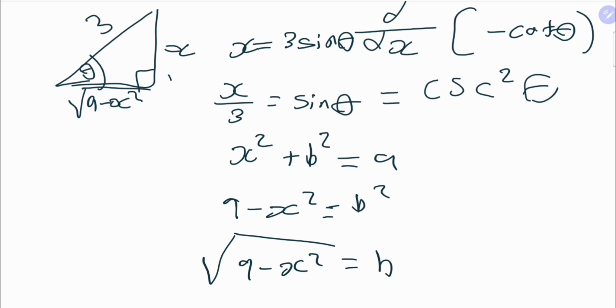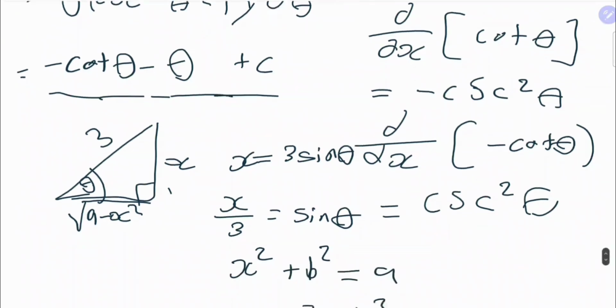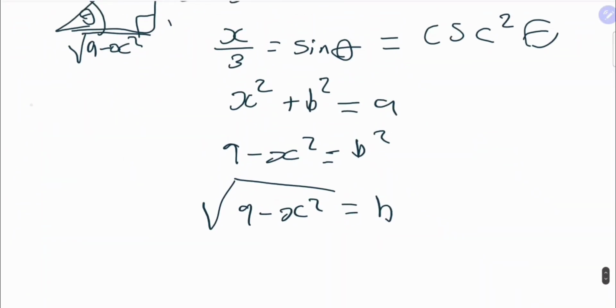Okay, so now we can work out cotangent. Cotangent is cosine divided by sine. Okay, so that means that cotangent equals cosine over sine.